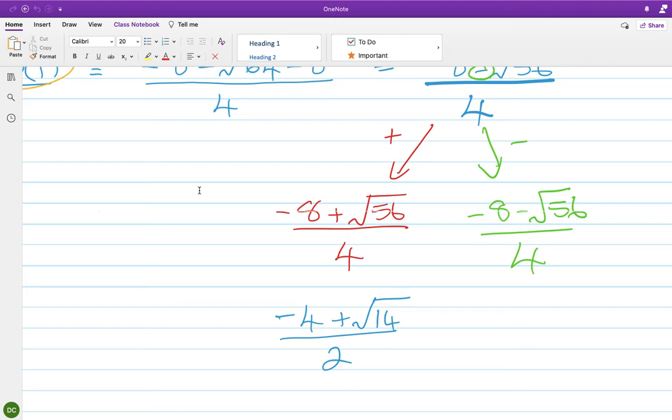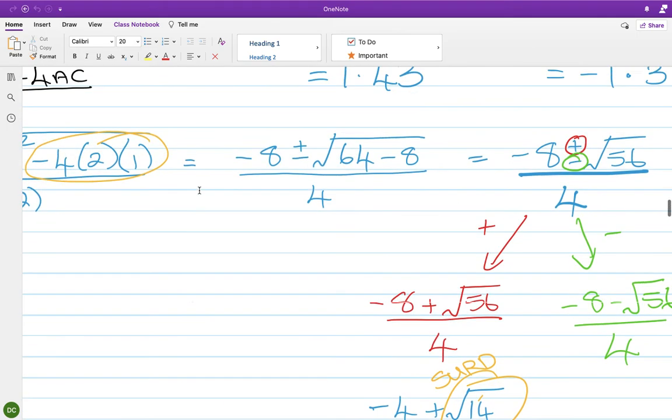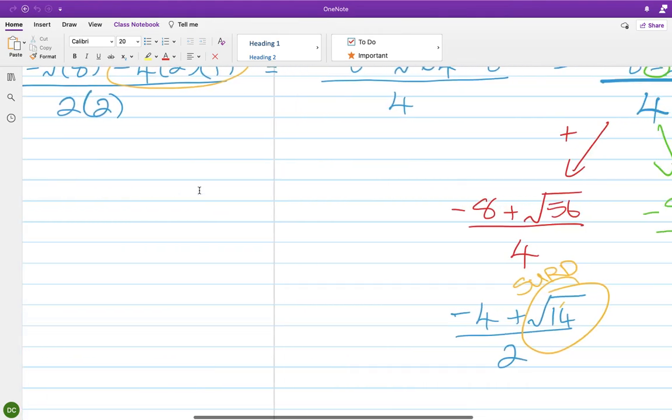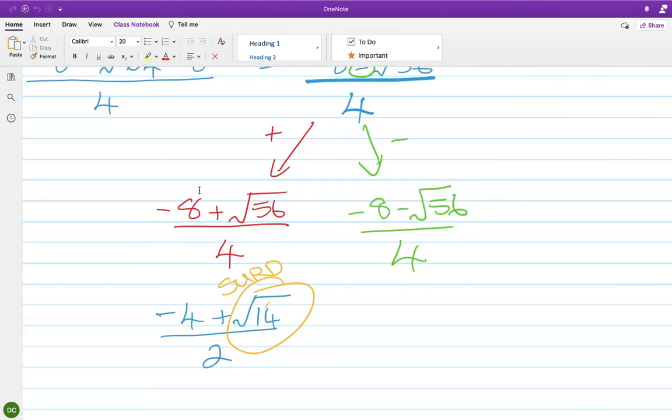Okay, this here is your surd. Do you remember surds? They had to have a square root. The number underneath had to be a natural number, and it then had to be an irrational number when you typed it into your calculator. So the square root of 14 is a surd. And this question, if you remember, they wanted it in surd form. So we don't press the SD button on our calculator, we just leave it as the surd.